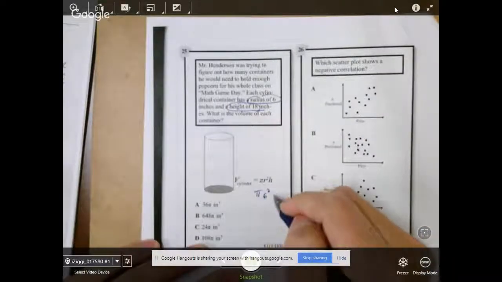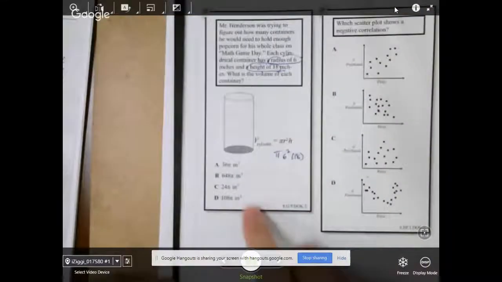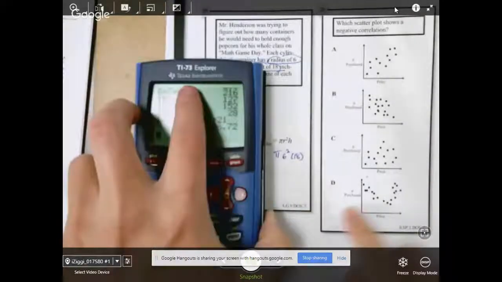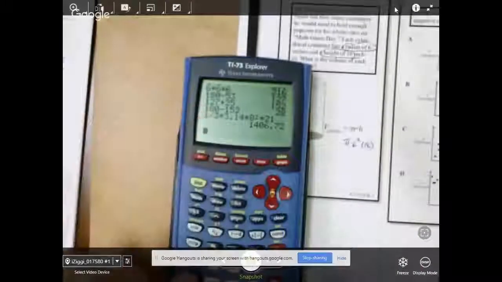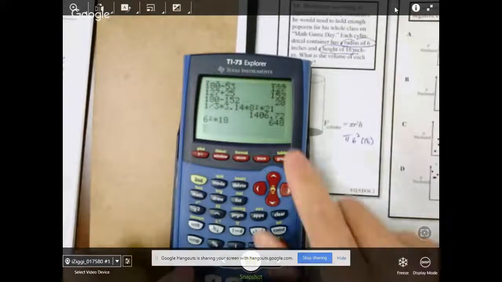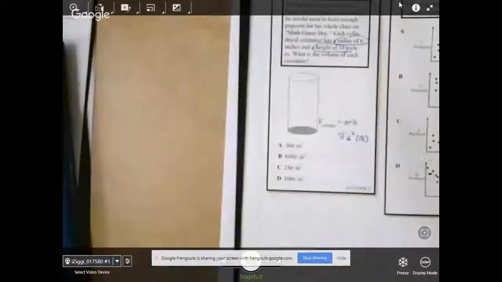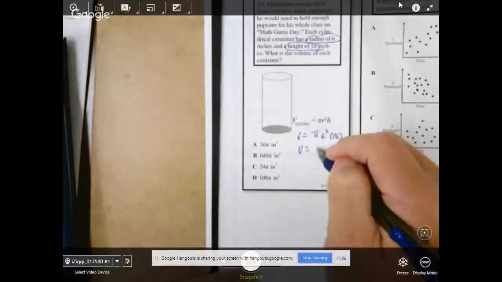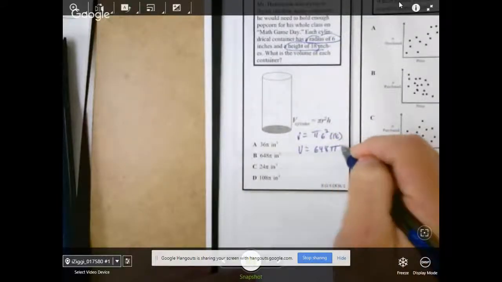Okay, and notice in the answers, they don't multiply in the pi. They keep the pi there. So you're just going to multiply 6 squared times 18, and that gives you 648. So you haven't multiplied the pi in yet, so volume equals 648 pi, and volume is always inches cubed. Okay, all right, number 26.